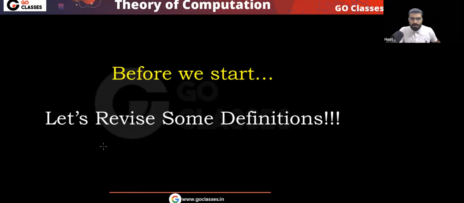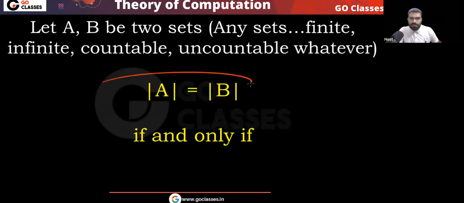So tell me the definition of cardinality of A is equal to cardinality of B. When can you say that? See, A, B are two sets. They can be any sets. Remember, they can be finite, infinite, countable, uncountable, whatever.